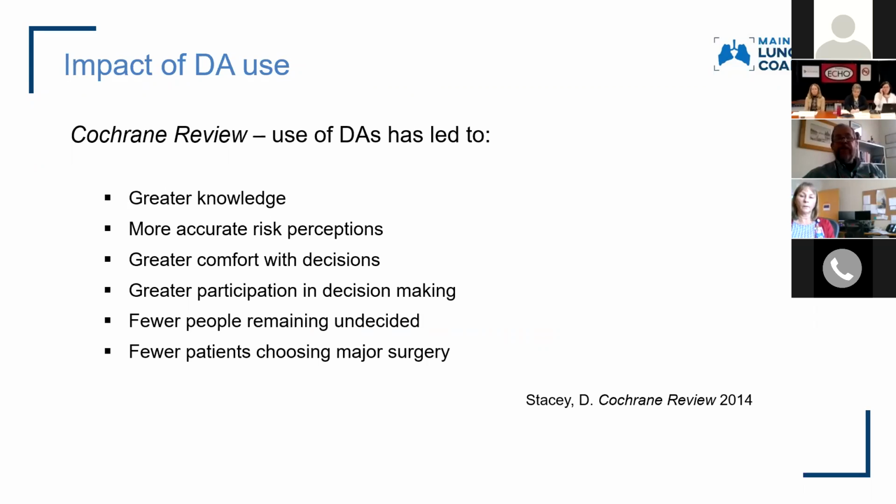We know from a series of systematic reviews of the literature done by the Cochrane Collaboration, an international volunteer effort that uses high quality approaches to doing systematic reviews of the literature, that using a decision aid leads to better quality decisions. Those first 5 bullets about knowledge, accurate risk perceptions, etc., are all broadly considered decision quality measures. When you use a decision aid, people make better decisions and people are more comfortable with the decisions they make.